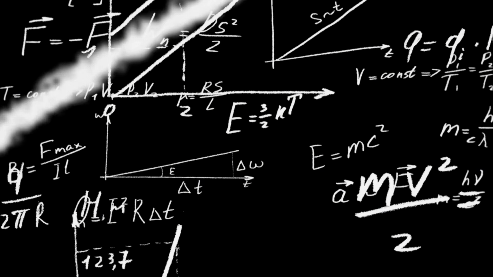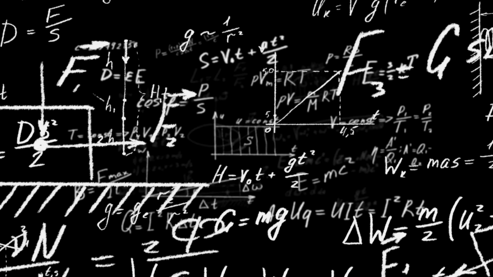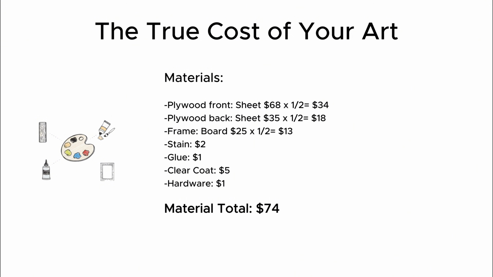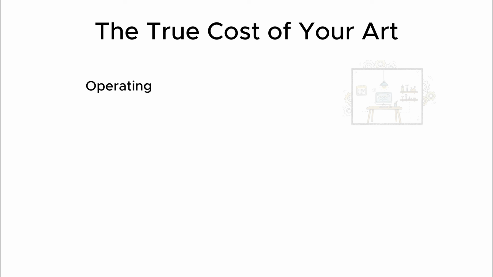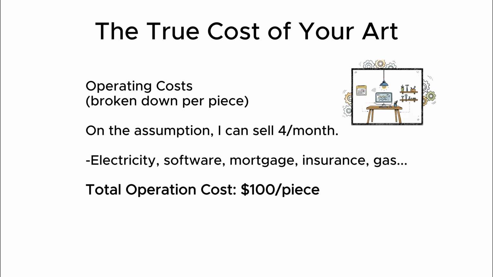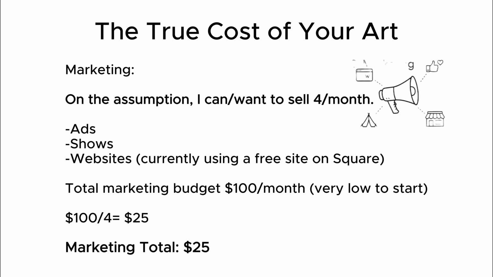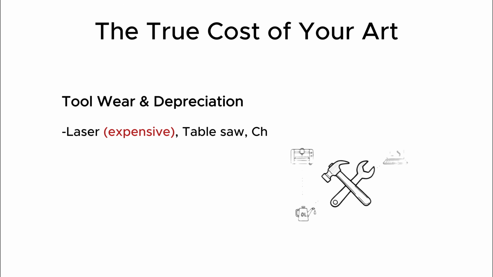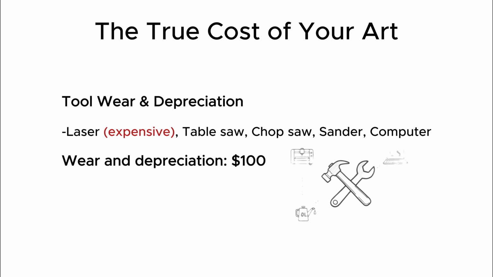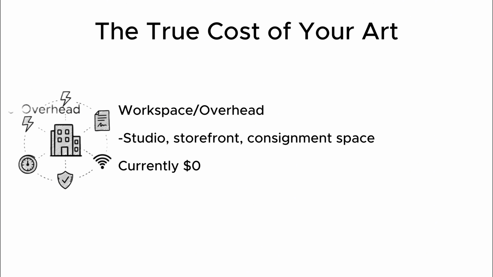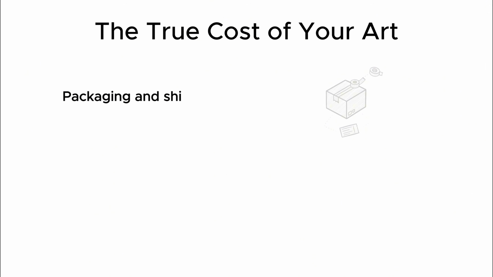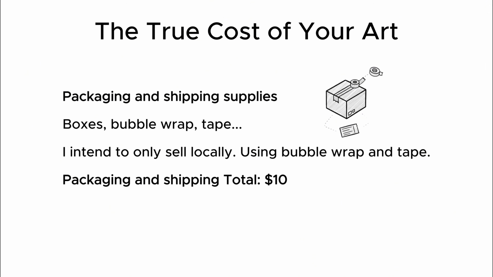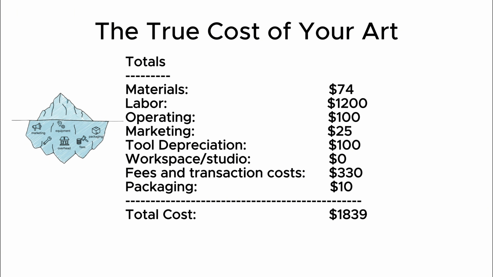Now, in order to save a little bit of time, I didn't go through all of the calculations to break down, but giving you the totals here, the materials came out to $74. The cost of labor is $1,200. That's probably the biggest one. Operating cost about $100 per piece. Marketing, I'm going low here at $25. Wear and tear on equipment, about $100. Not really using any studio or anything like that, so I put 0. And then I put fees about $330. And packaging $10. So the grand total comes up to about $1,839.